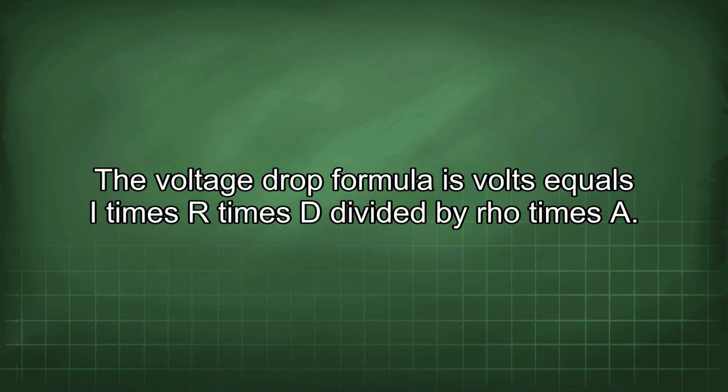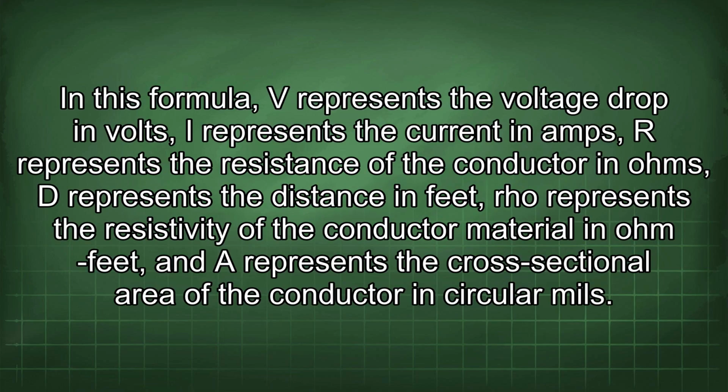The voltage drop formula is volts equals I times R times D divided by rho times A. In this formula, V represents the voltage drop in volts, I represents the current in amps, R represents the resistance of the conductor in ohms, D represents the distance in feet, rho represents the resistivity of the conductor material in ohm feet, and A represents the cross-sectional area of the conductor in circular mils.